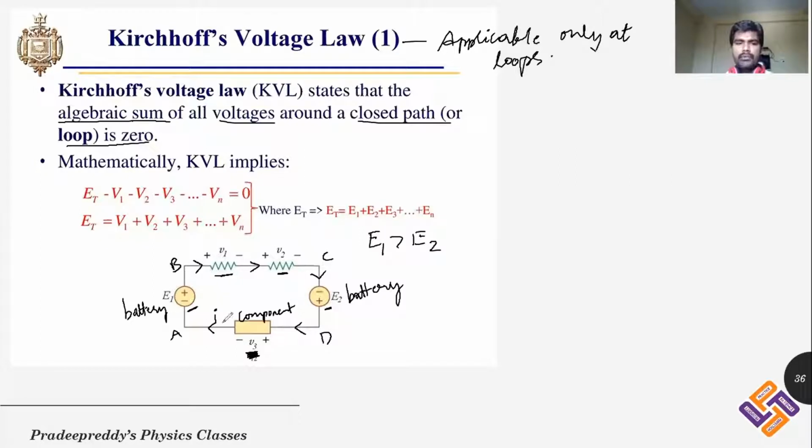Anywhere, no two wires are being connected over here. It is completely one single wire. There is only one path for the current to flow. The current value will remain the same across the first resistor, the second resistor, throughout the battery, as well as the component.